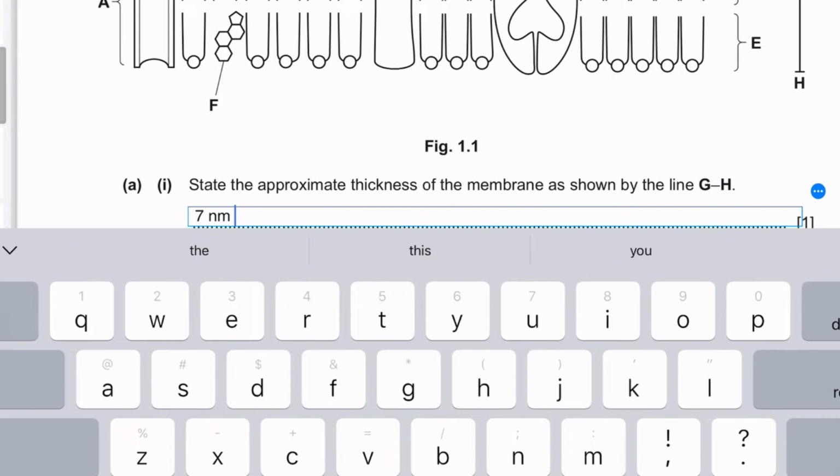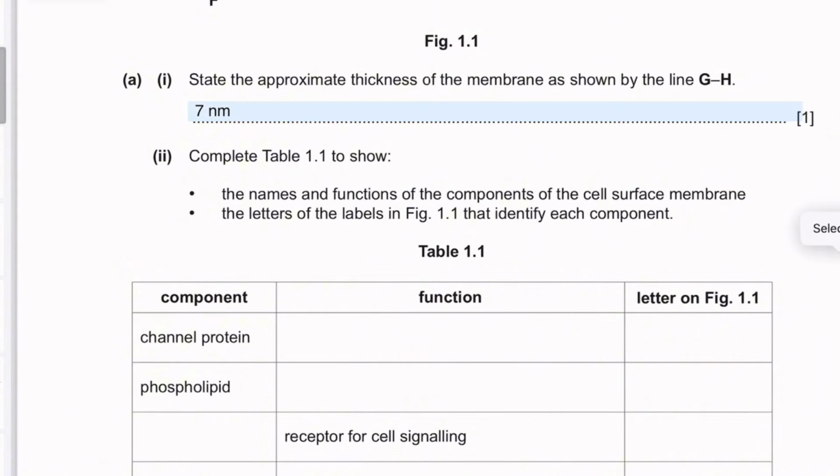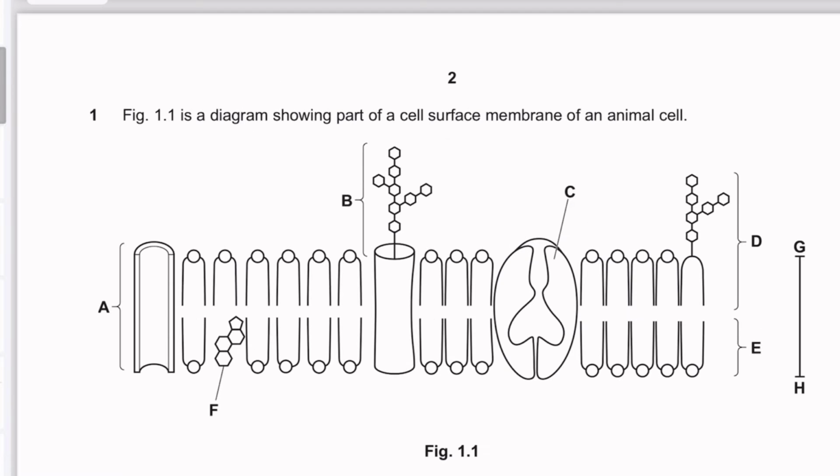nanometers. Then you have: complete table 1.1 to show the names and functions of the components of the cell membrane and the letters that label each component in figure 1.1. Let's remember together that in such a question you always have to mention all the letters that identify the same structure, otherwise you lose your grade.